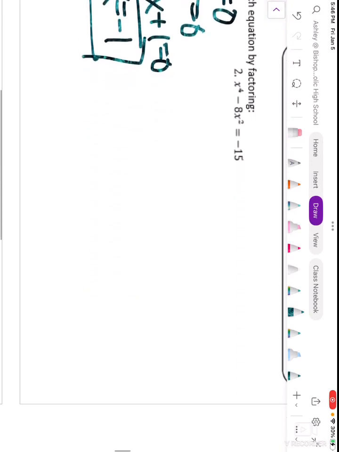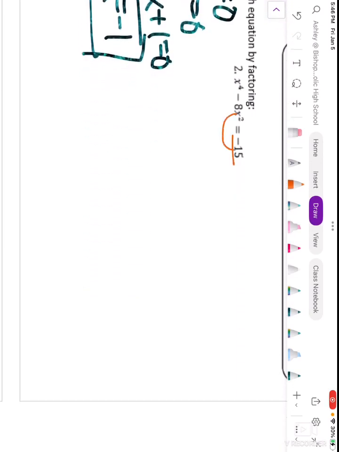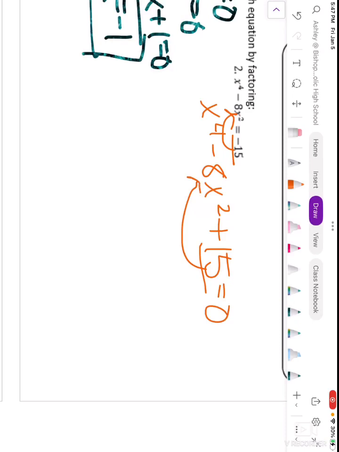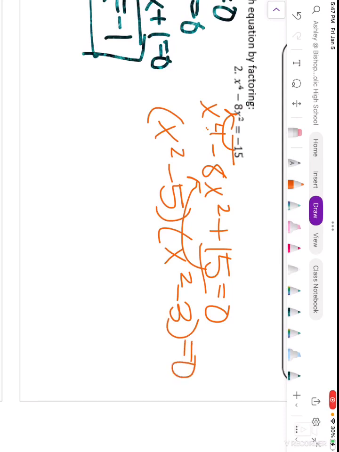On 2, we're going to set this whole thing equal to 0 first before we factor. So x to the 4th minus 8x squared, and we're adding that 15 over, so plus 15 equals 0. Then our factors of 15 that add to -8 are -5 and -3. Since it's x to the 4th power, we're going to have x squared when we factor it instead of just x. So it'll be x squared minus 5, x squared minus 3. We'll set each of those equal to 0.